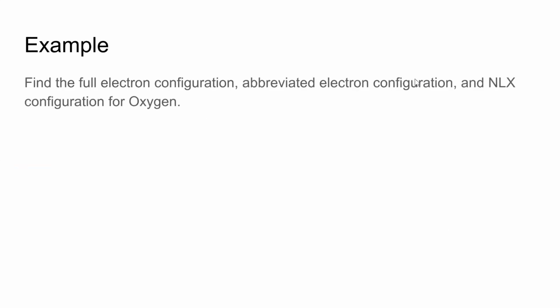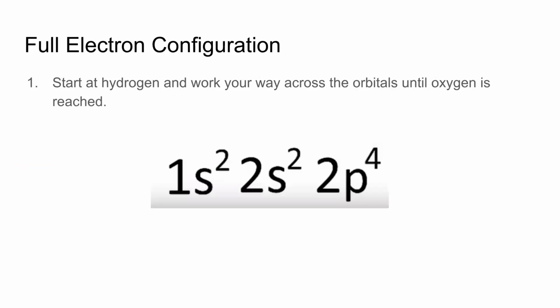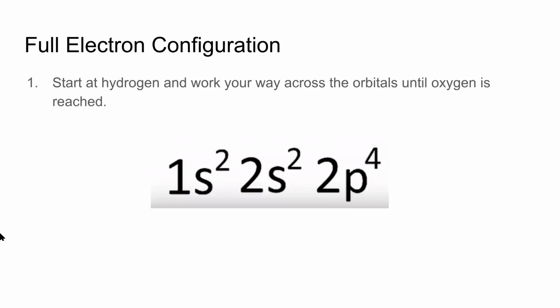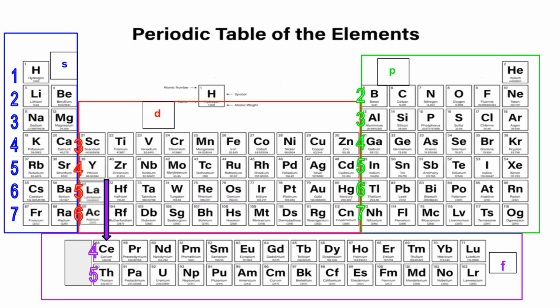Okay. So let's try an example of a full electron configuration, an abbreviated configuration, and an Nlx configuration for oxygen. So here we know that going to your periodic table, we read the electron configuration. So we go from left to right, down. So it's 1s2, 2s2, 2p4, and 2p4 should be the location of oxygen in your periodic table. So that's the full electron configuration.